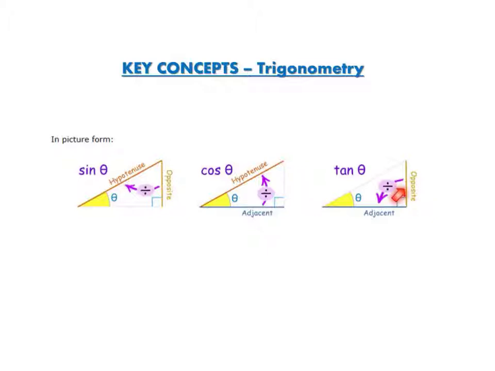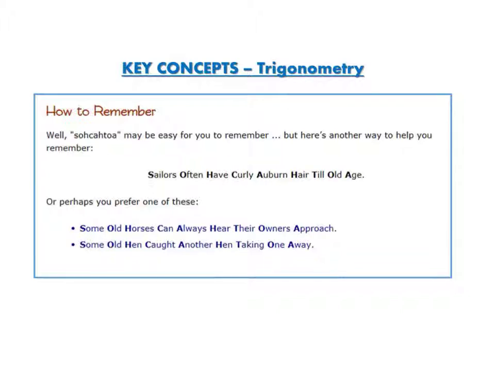But how in the world do you remember which is which? Good question. You may have heard SOHCAHTOA. SOH: sine, opposite, hypotenuse. CAH: cosine, adjacent, hypotenuse. TOA: tangent, opposite, adjacent. SOHCAHTOA, you can use that if you can remember it. You can use anything that has those letters.